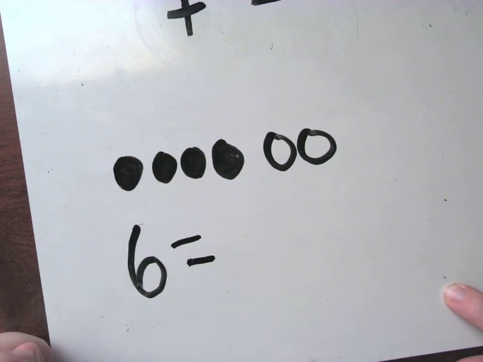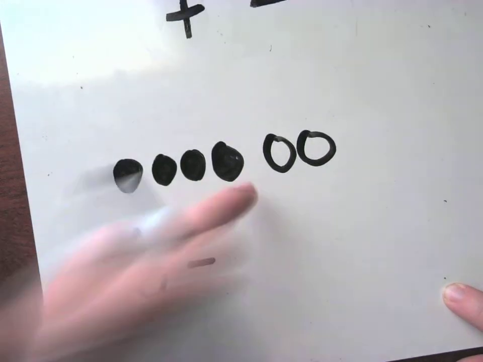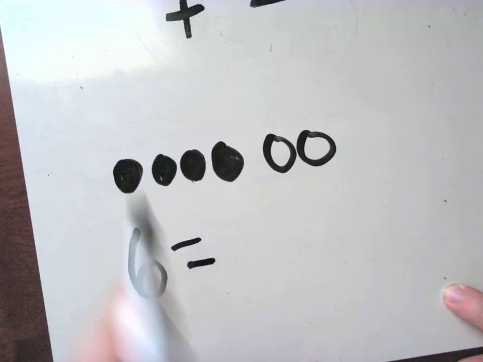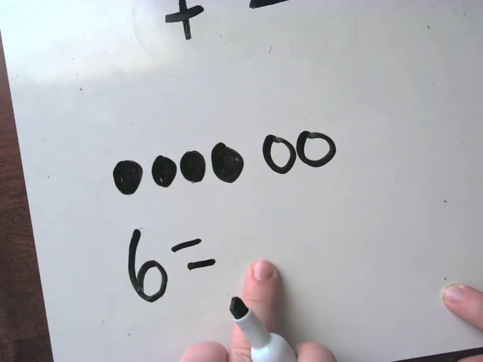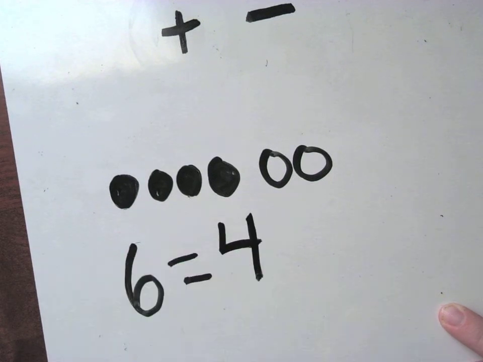All right. What do we count next? You're right. We count the colored in dots. 1, 2, 3, 4. All right. So what should we write right here? You're right. A 4. Very good.